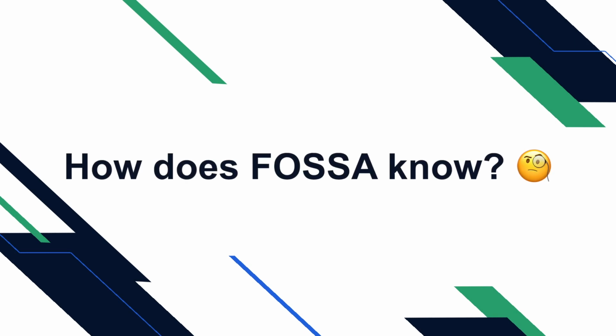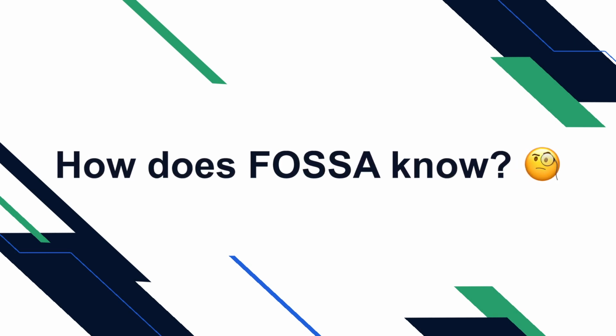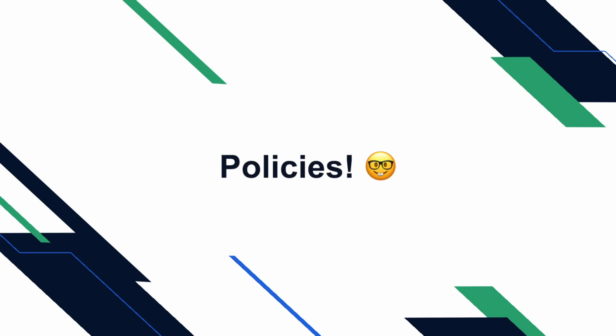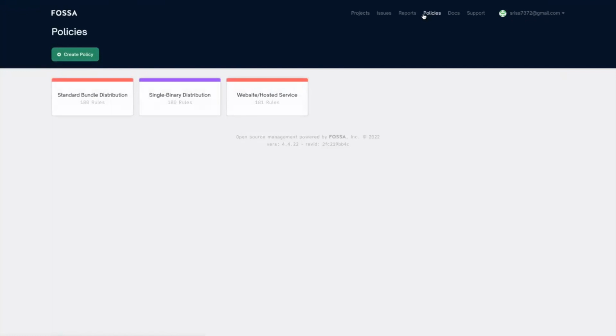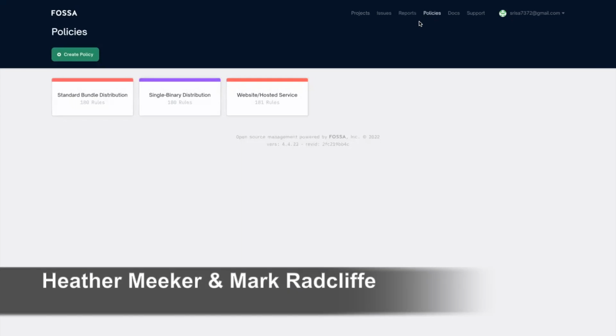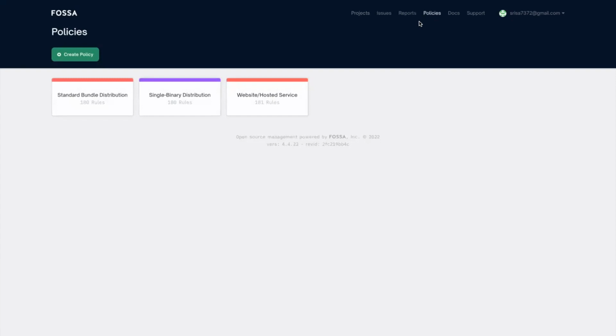So, the big question is how FOSSA knew which licenses to deny or flag for review. This brings us to the concept of policies. In the top right menu, click Policies. Policies define how FOSSA will treat specific licenses. We've worked with some of the world's leading open source license compliance experts to provide industry-leading policies that you can use out of the box. And in the free version, we offer the standard, single binary, and website or hosted bundles.